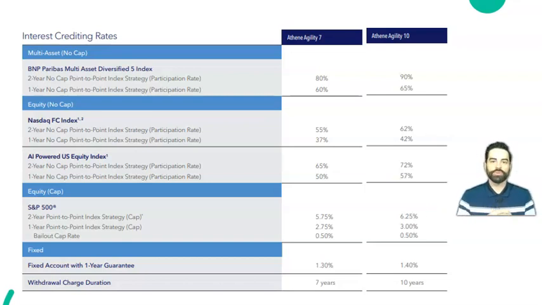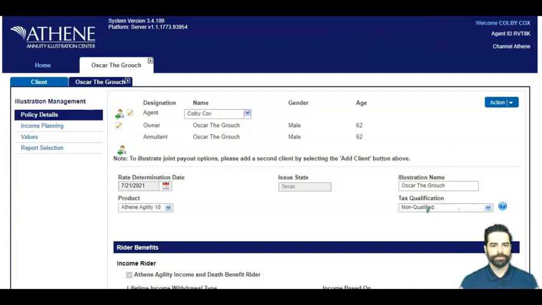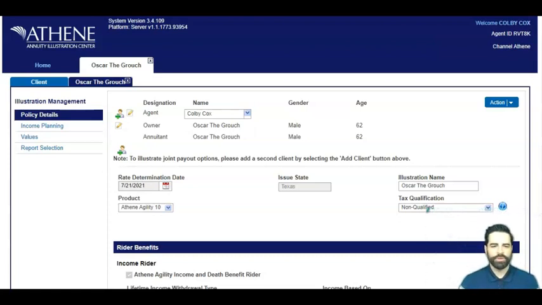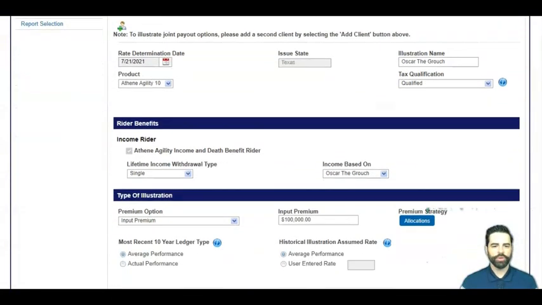Okay, so next we're going to take a look at how to illustrate this using the Athene software. We have our client here, Oscar the Grouch, a male, 62-year-old in the state of Texas. I'm going to go with the Athene Agility 10. Remember, 10 and 7 are pretty much the same with a few different changes to surrender and charges, but I'm just going to go with the 10. Let's say it's a qualified account that he's going to be rolling over.